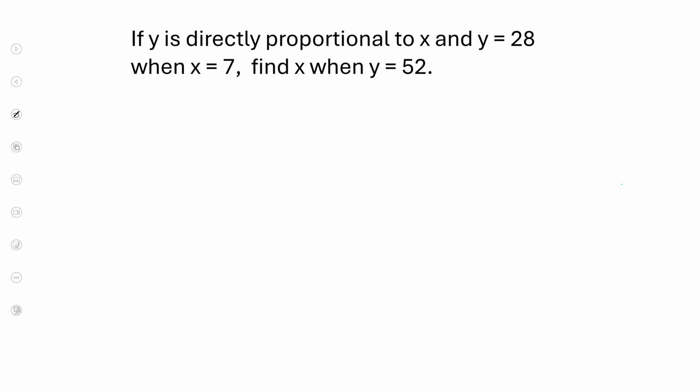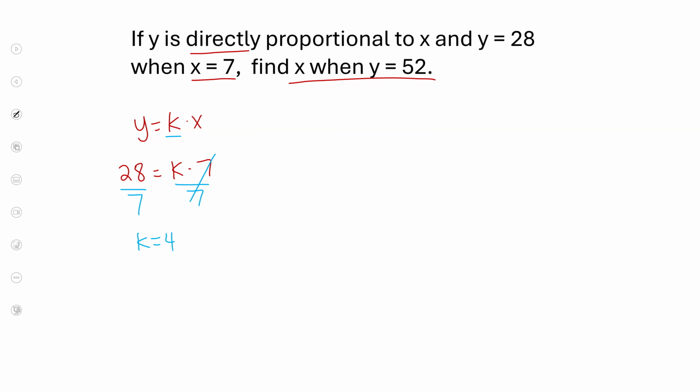Now let's do some examples for direct variation. This is the key word direct, so you know the equation will be y equals k times x. Okay, so if y is directly proportional to x, and y equals 28 when x is 7. Find x when y is 52. Well, first, let's go ahead and solve for my k. So I'm going to divide by 7, divide by 7. So I get k is equal to 4.